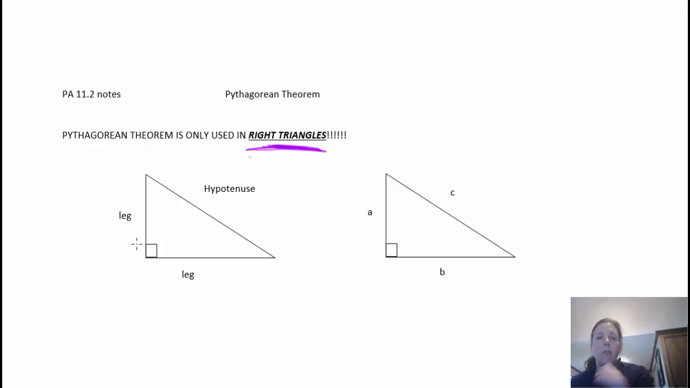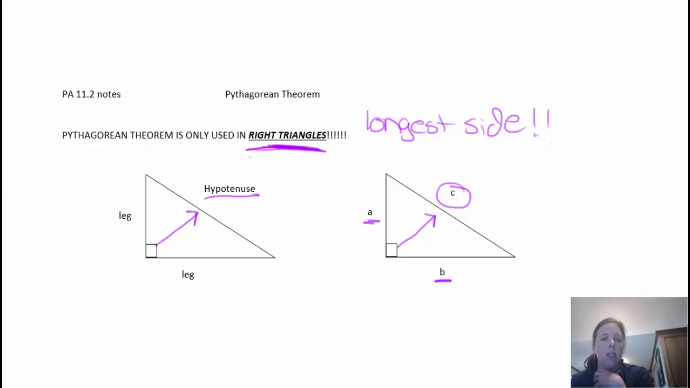Always, always, always. Okay, and the most important thing to know here is that the side across from the right angle is called the hypotenuse, which is c. And then the other two sides are legs, which are a and b. Okay, it can be switched. This could be b, this could be a, but it's important that you know that the hypotenuse is always across from the right angle. It's the longest side.